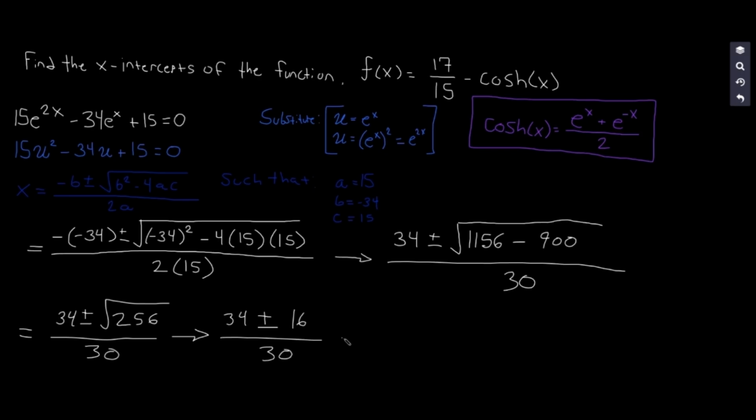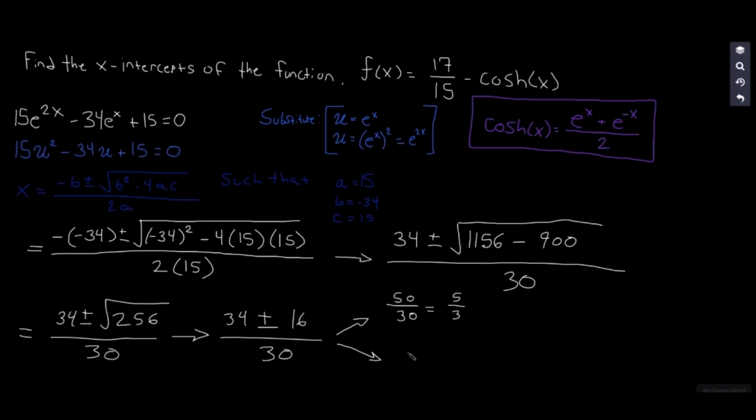over 30. And then there's going to be two answers. The first answer, it's going to be if we do addition. So 34 plus 16 is going to be 50. And then it's going to be 50 over 30. I'm pretty sure, right? And then we can simplify that. They're both divisible by 10, so it will be 5/3.